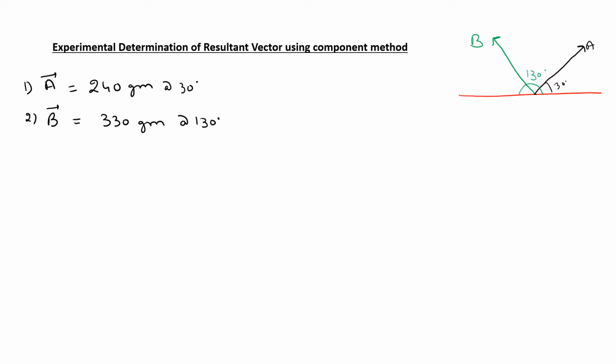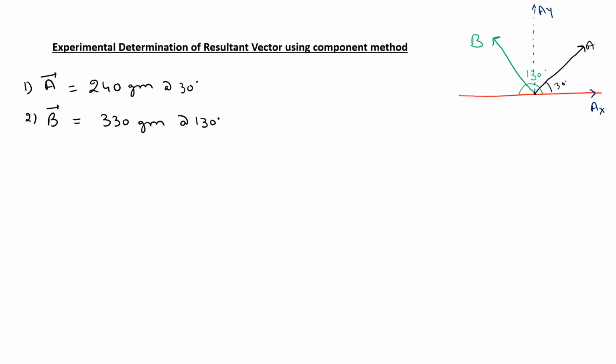Basically the A vector is going to be split into two components. One will be A of x, the x component of the A vector on the x-axis, and the y component of the A vector on the y-axis. So we just split this A vector into its two components. One is going along the x-axis, known as A of x, and the second one is going along the y-axis, known as A of y.